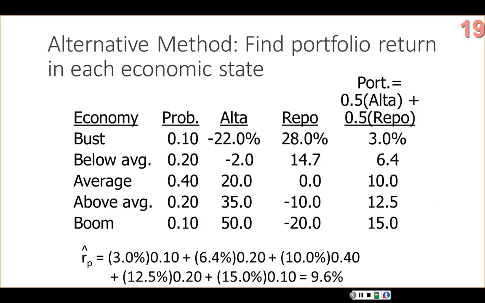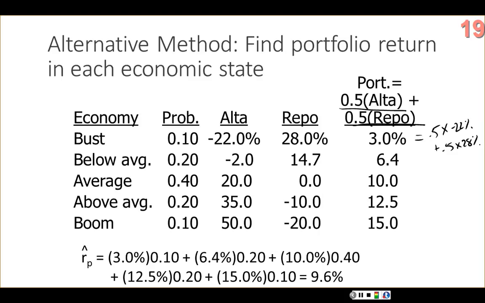There is an alternative method. You could find the portfolio return in each economic state. So we have a portfolio that is 50% Alta and 50% RepoMin. We add them together. So here for the first, it would be 50% times our negative 22% return plus 50% times our 28% return to give us a 3% return. And we do that for each economic state.